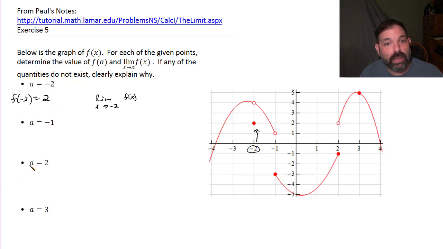Now, the limit of the function as x approaches negative 2. What's happening to the function as we get close to negative 2 on either side? As we get close to negative 2 on the left, the outputs appear to be getting closer to 4. As we approach negative 2 from the right, the outputs appear to be getting closer to 4. So the limit as x approaches negative 2 of the function is 4.